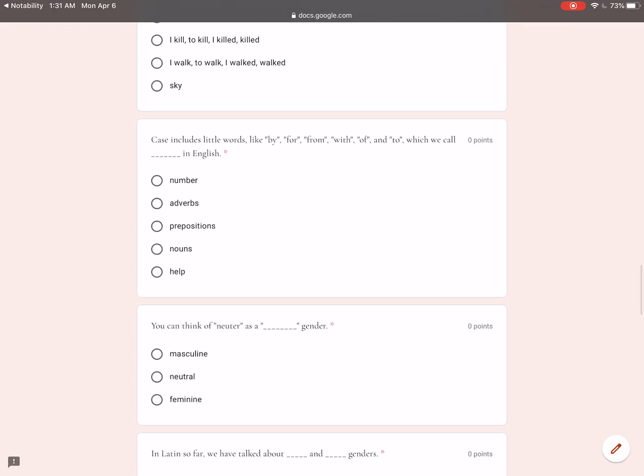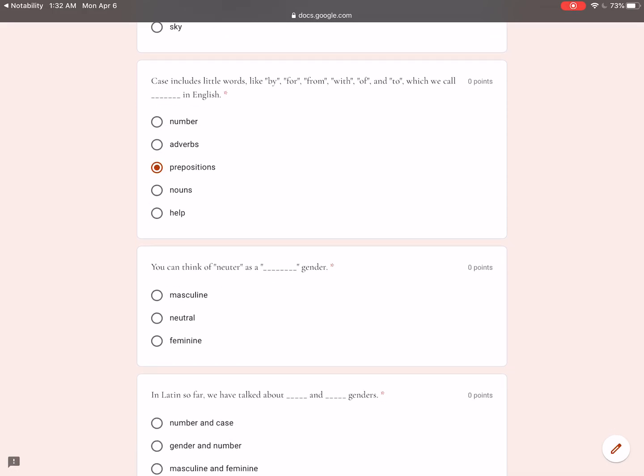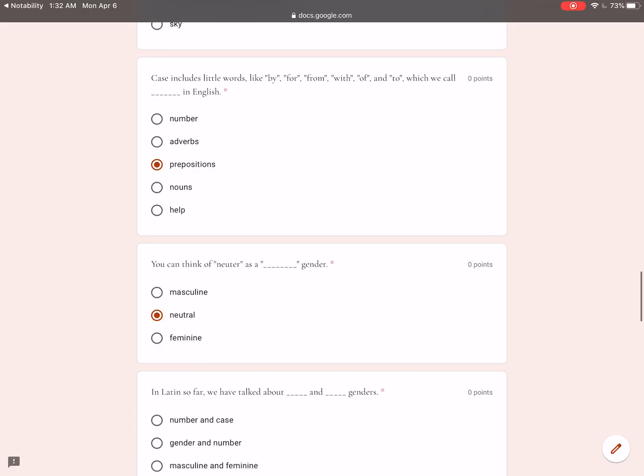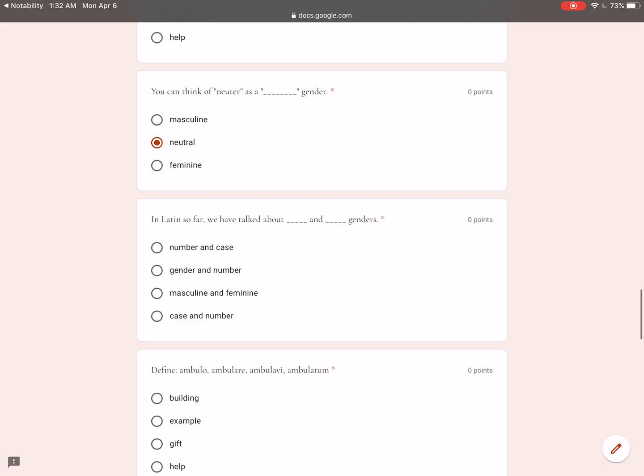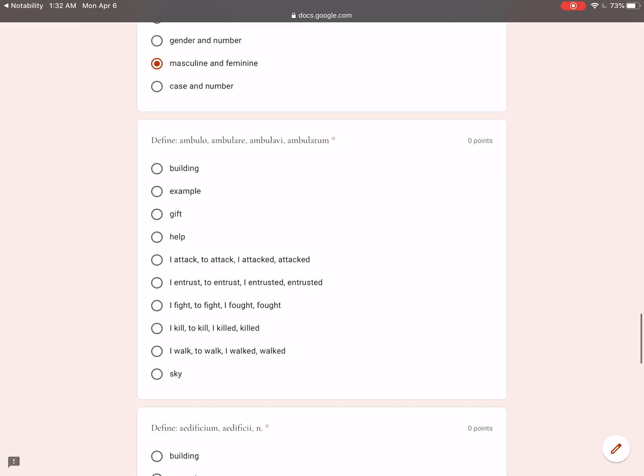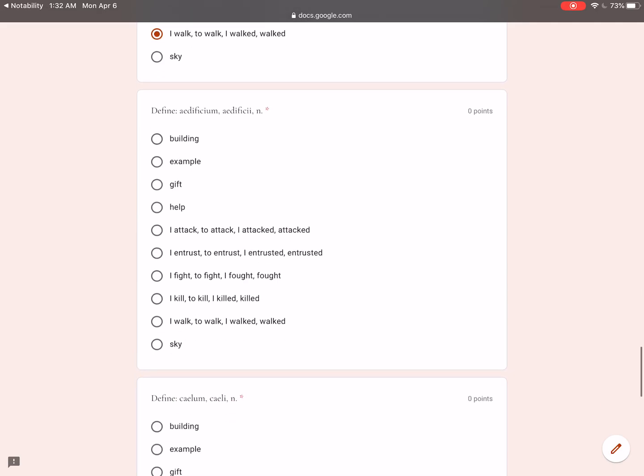Okay, case includes little words like by, for, from, with, of, and to, which we call prepositions in English. Okay, you can think of neuter as a neutral gender. Because remember we said before it's neither masculine nor feminine. Alright, in Latin so far we've talked about blank and blank genders. Well, we talked about masculine and feminine. Okay, next, ambulo, ambulare, ambulavi, ambulatum. Okay, that means I walk, to walk, I walked, walked.